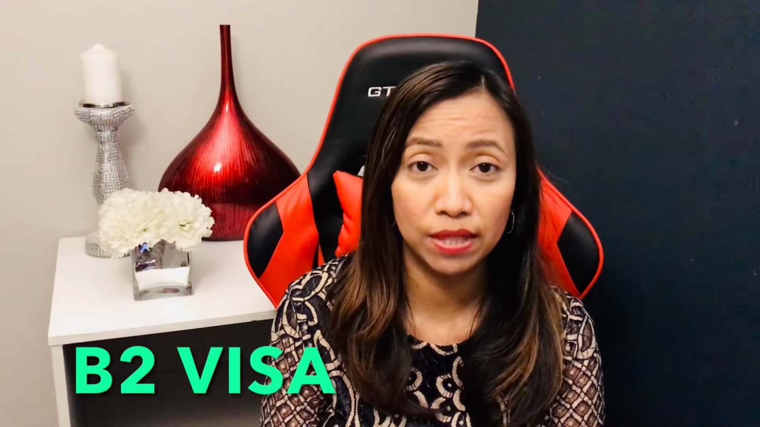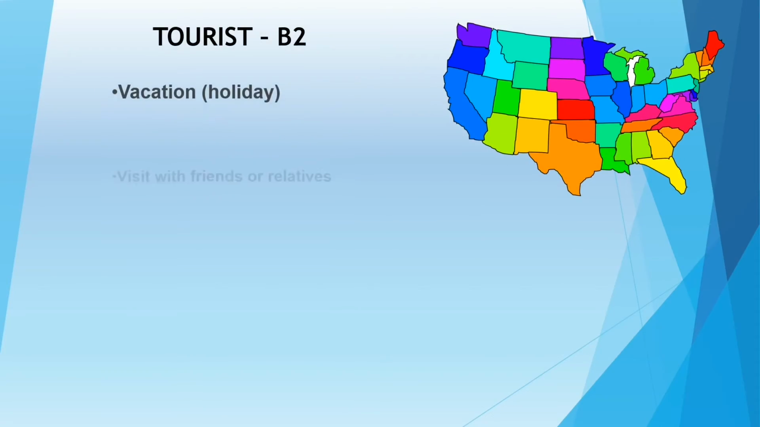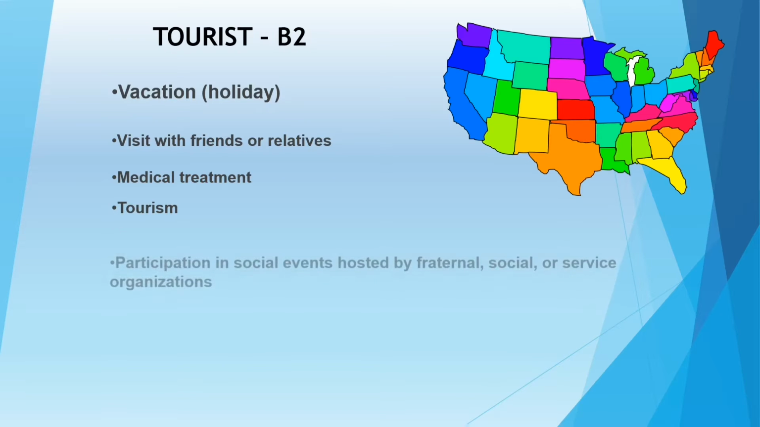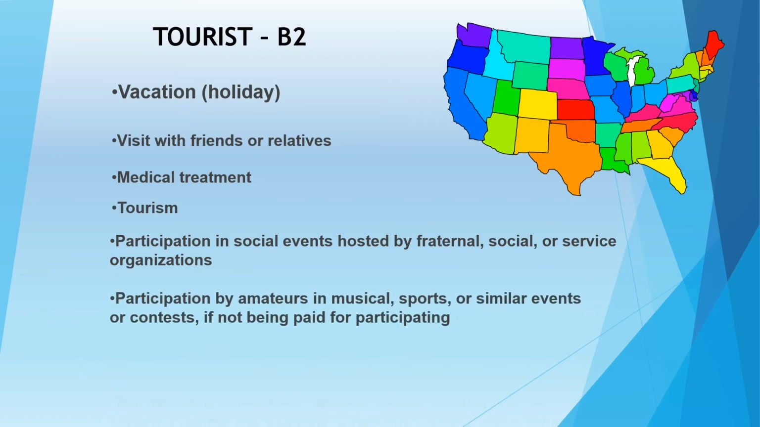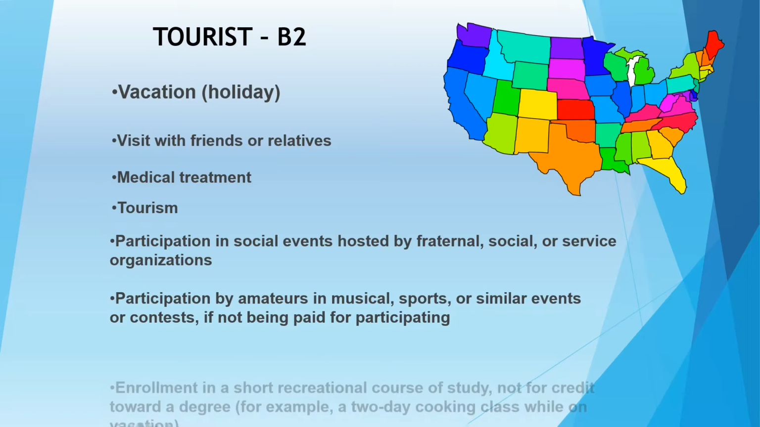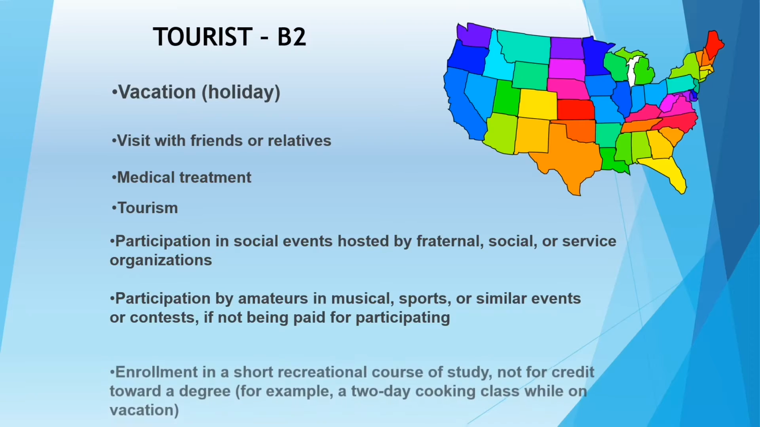The other type of visa is the tourist visa or tourism B2 visa. Here are the activities covered by this visa. Tourist B2 for vacation, visit with friends, medical treatment, tourism, participation in social events, or participation in other similar events. Also enrollment in a short-term recreational course, self-study, and not for credit.